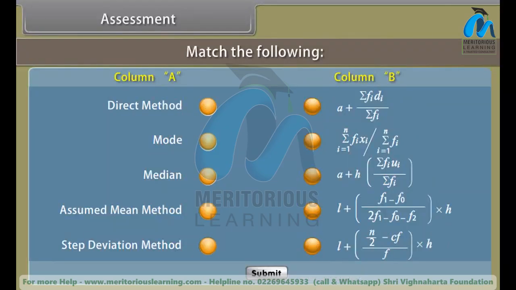25 marks. Assessment. Before proceeding further, let us know how much you have learned. Match the following.